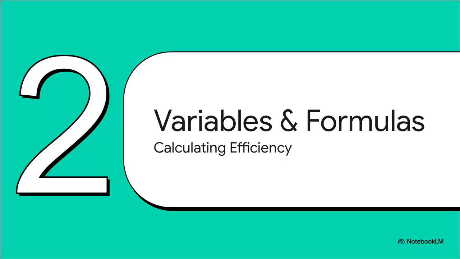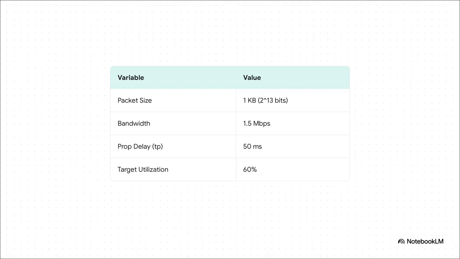Moving on to Part 2, variables and formulas. Now that we've got the logic down, it's time for the math. Because let's face it, network engineering isn't just hand-wavy theory, it's precise calculation. We're going to pull our base values from a classic GATE 2014 exam scenario. Let's explicitly define them first to reduce our cognitive load before we hit the heavy formulas.